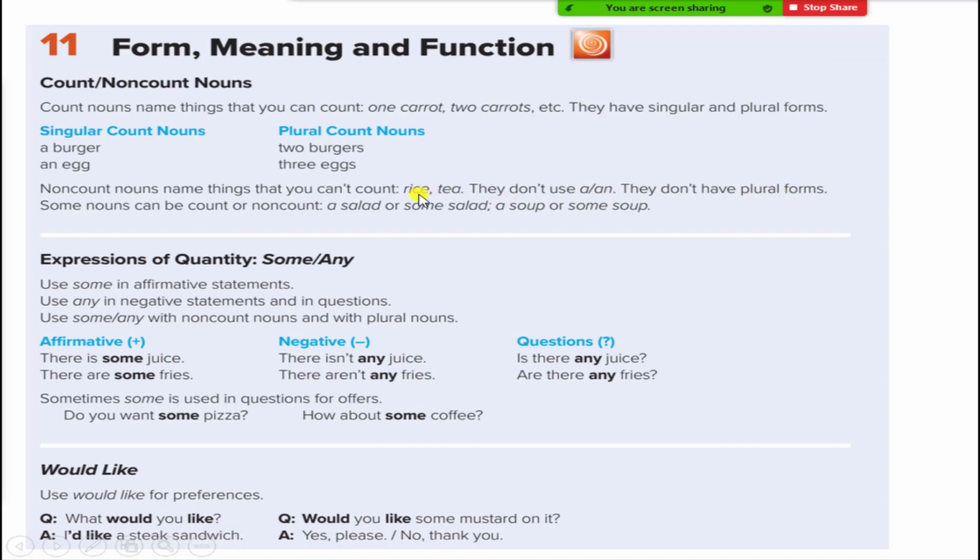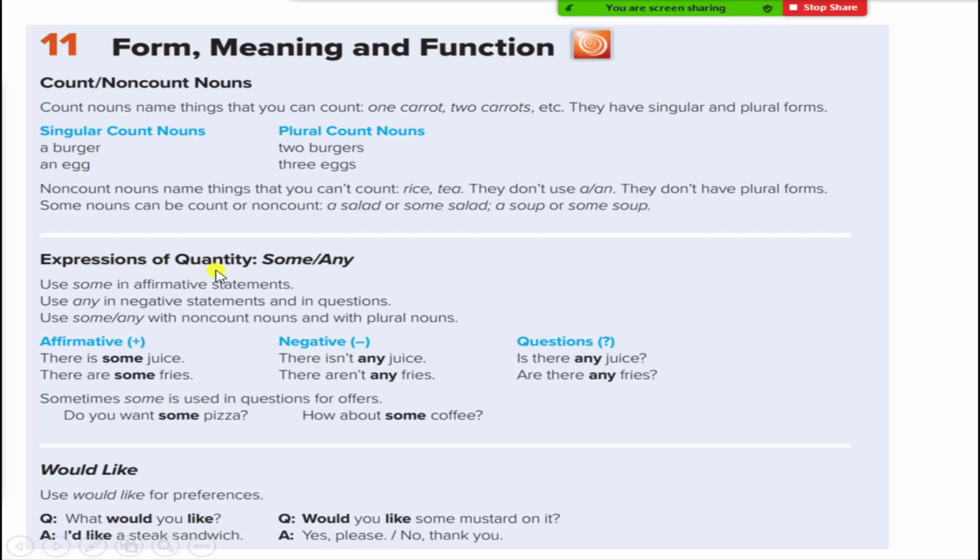We can't say rices. We can't put s here. And we can't put a. We don't say a rice. So, the non-count nouns are nouns without s and without a or an. Some nouns can be count or non-count, like a salad or some salad, a soup or some soup. These nouns can come as a count noun or non-count noun.